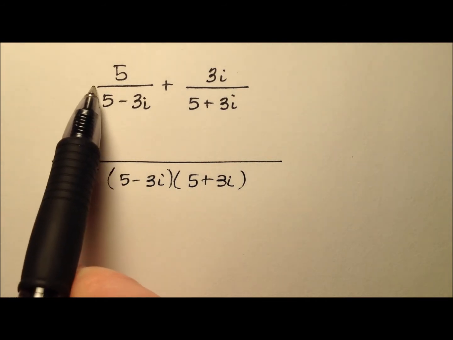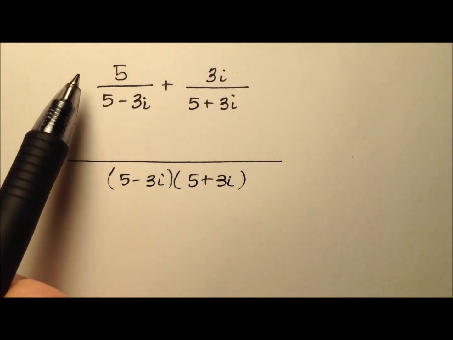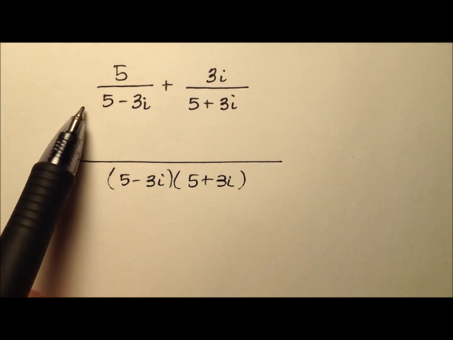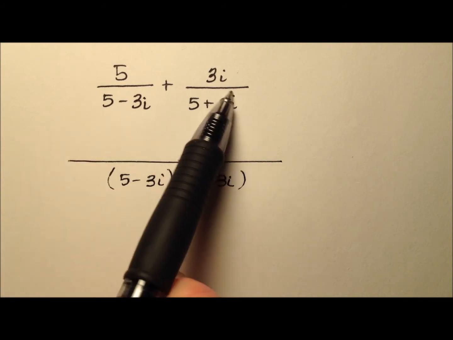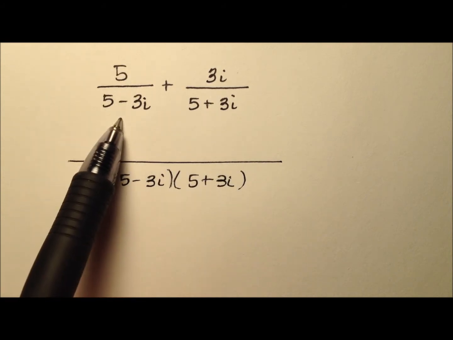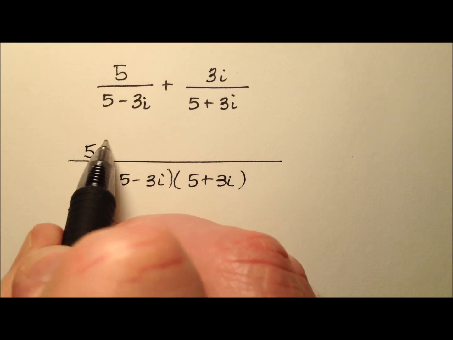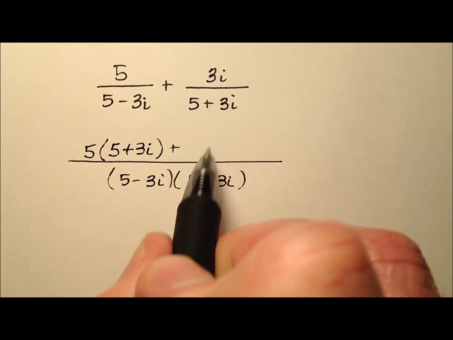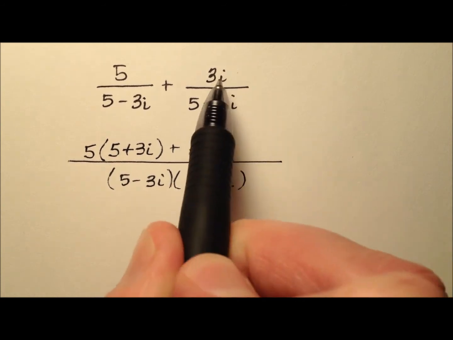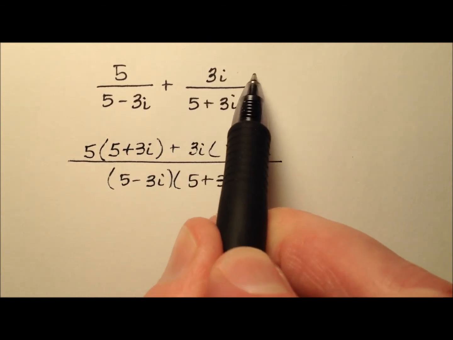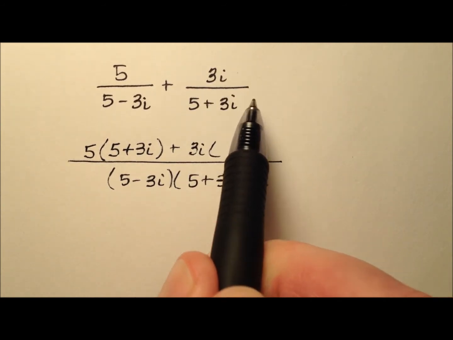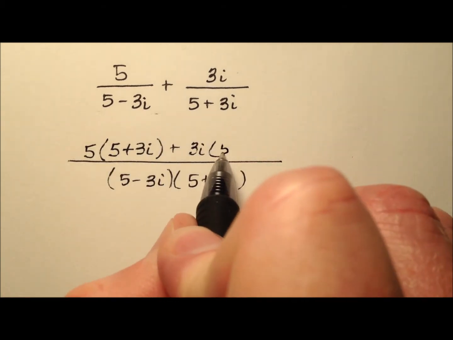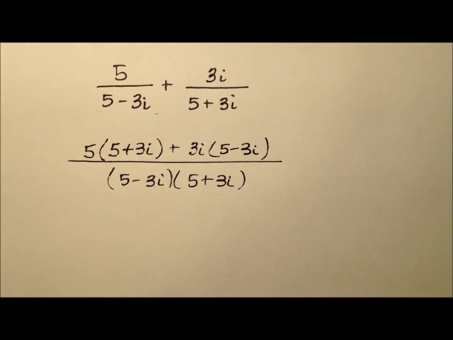So 5 minus 3i and 5 plus 3i. And of course, on the first fraction, I'll need to multiply by 5 plus 3i over 5 plus 3i to ensure that this fraction gets the common denominator. So 5 times 5 plus 3i plus, and then we have the 3i from this numerator. And the second fraction we'll need to multiply on top and bottom by the 5 minus 3i.